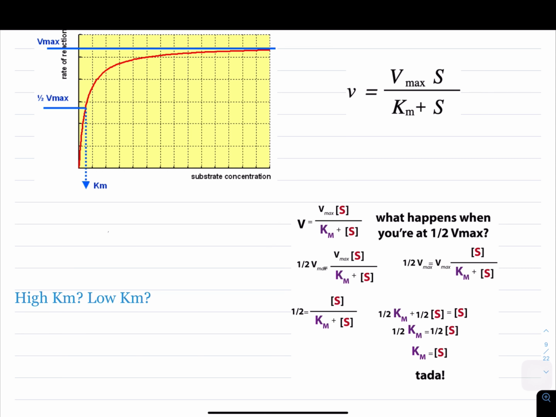We use Km to compare enzymes. So what does a low Km mean? If we have a Km that is high, it means that the enzyme has the lower affinity for its substrate, because it requires a higher substrate concentration to be at half Vmax.